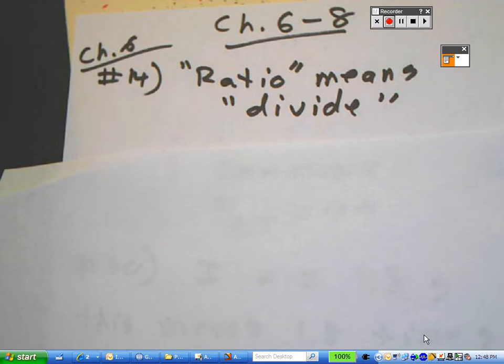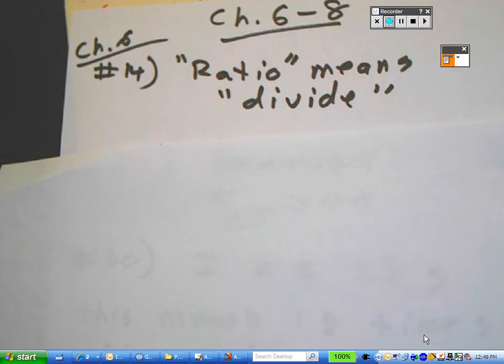Hey, conceptual physics students, how about a few hints regarding the textbook assignment on chapters 6, 7, and 8? It seems like a lot of information, all three chapters, but there aren't that many problems and they have a lot of similarities. So first of all, let's look at number 14. Now, this won't be all the problems, but a few of them. Number 14 in the chapter 6 assignment.